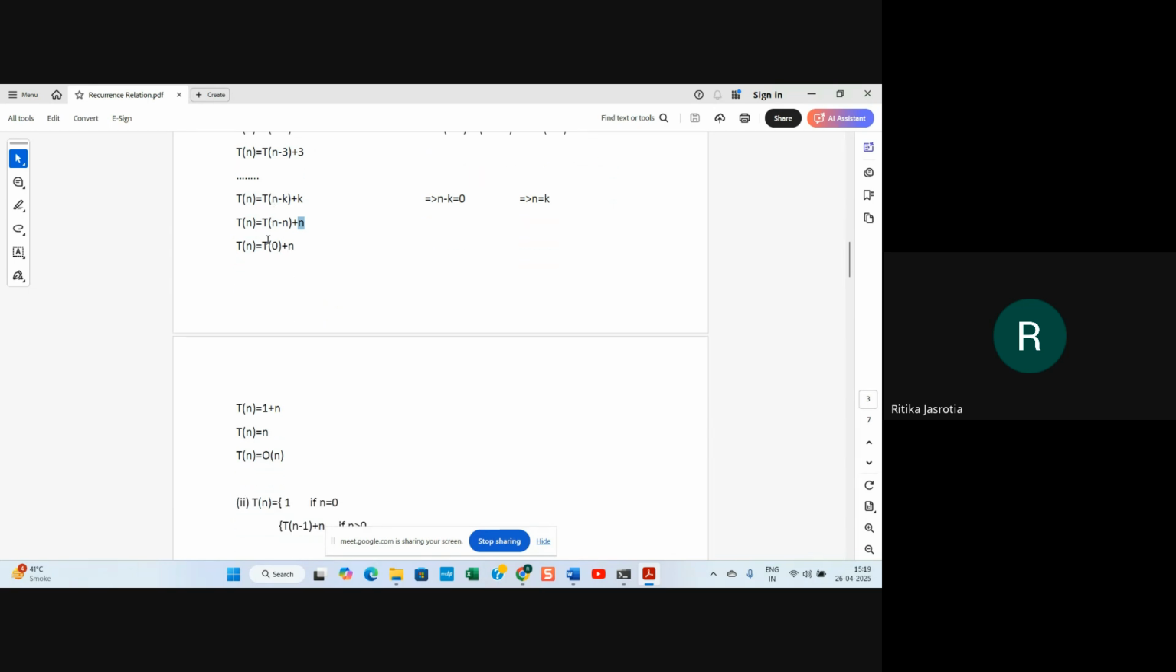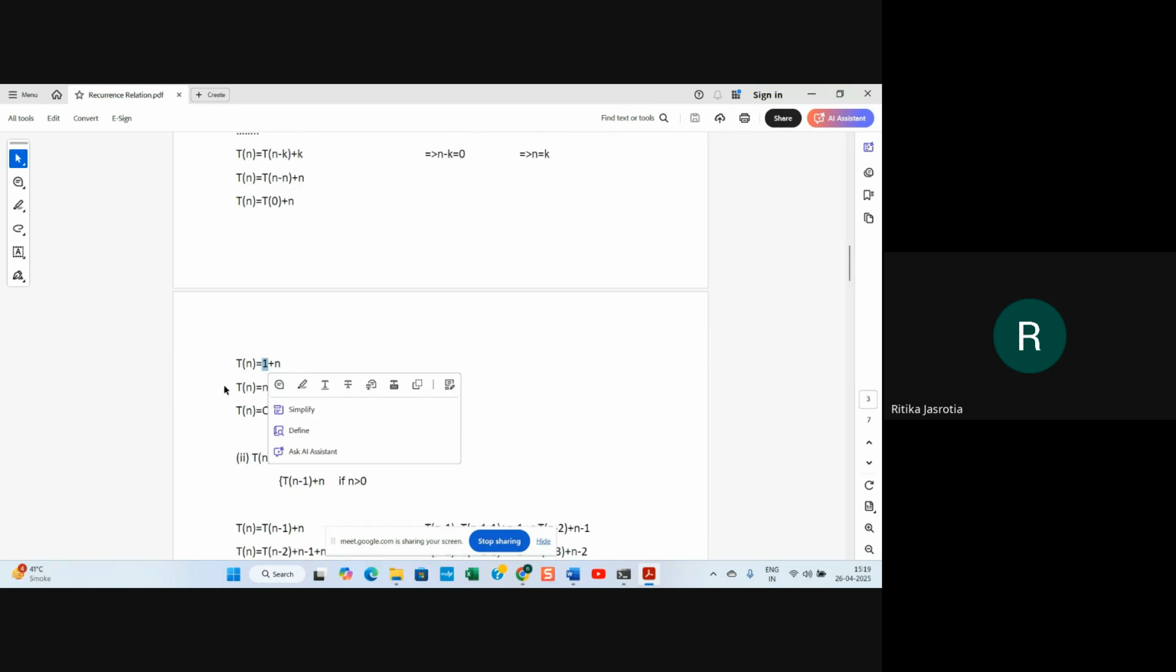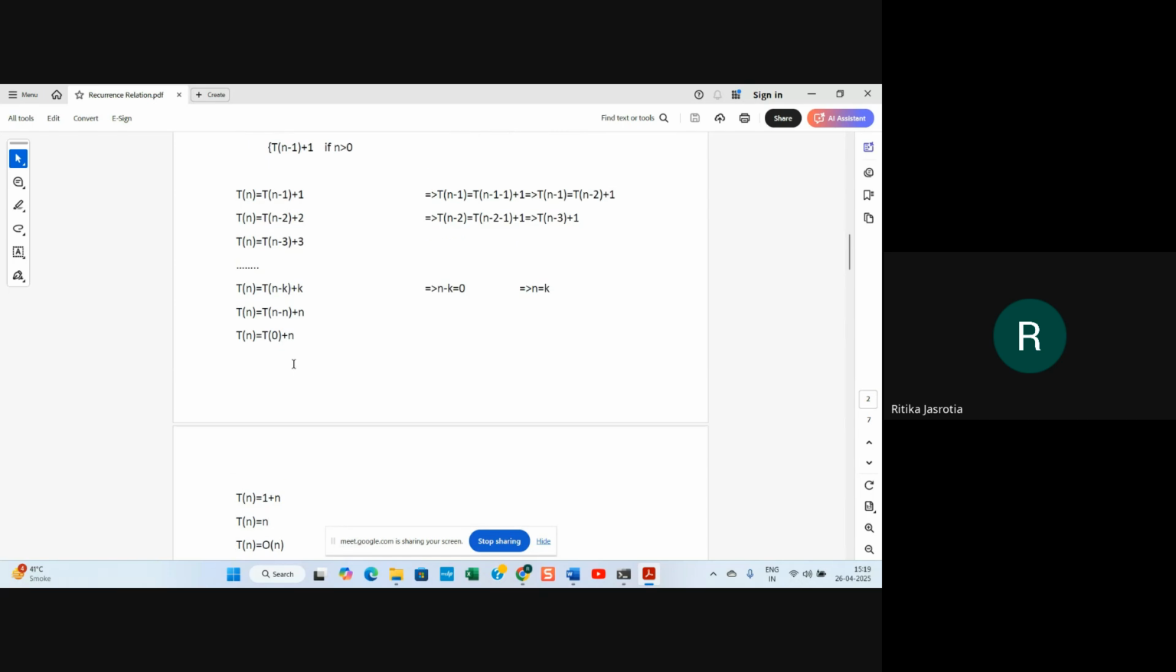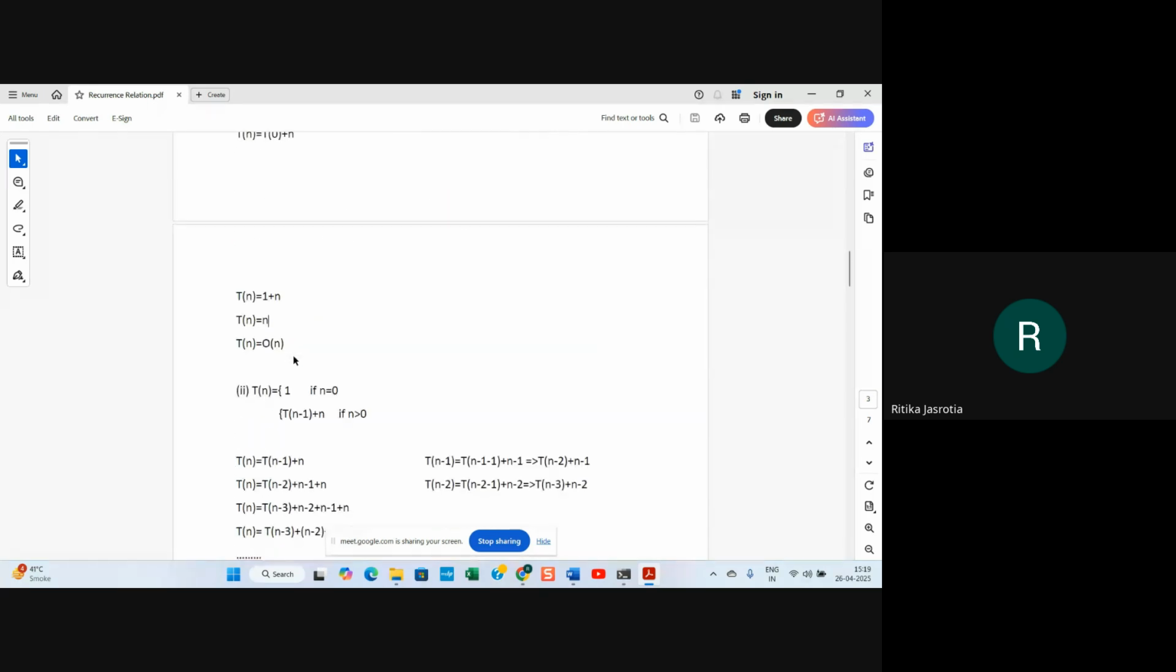T0 means we will take it as 1. T0 means time 0 means 1 plus n. Or we can say this is no time, 0 means 0 only. So 0 plus n will remain n only. We will not say 1, we will say 0 only. So n plus 0 will be n only. Tn will be equal to n. That means the time we are getting from the recurrence relation is Tn is equal to O(n).